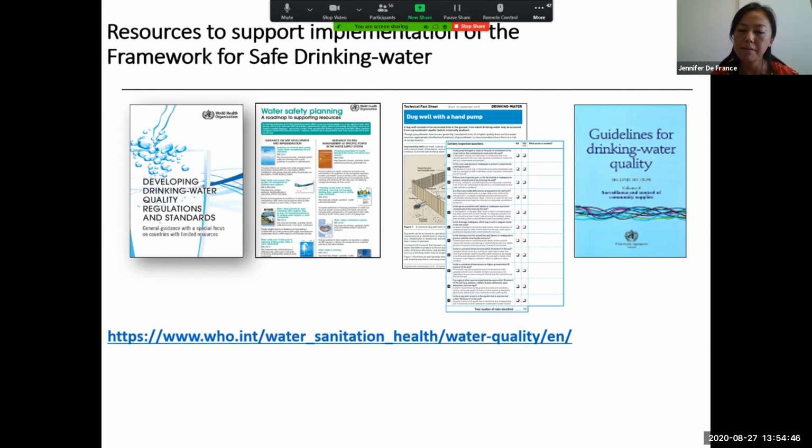And just to highlight, because of the issues with rural areas, I just wanted to flag that we are revising our guidance for small water supply systems.